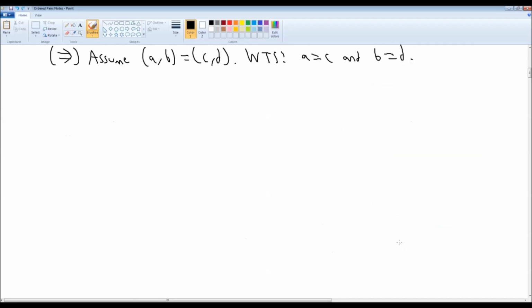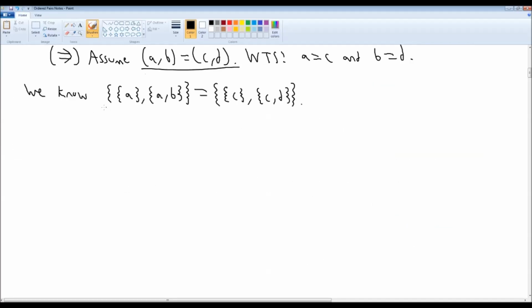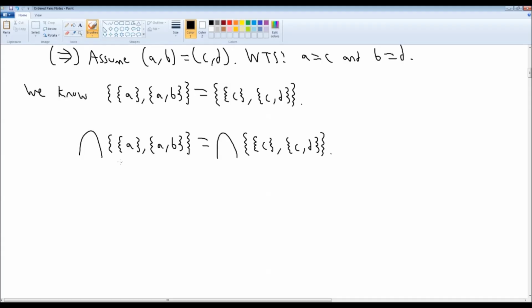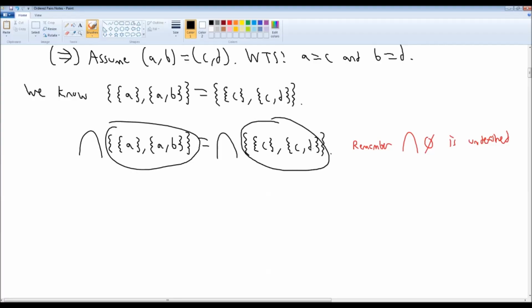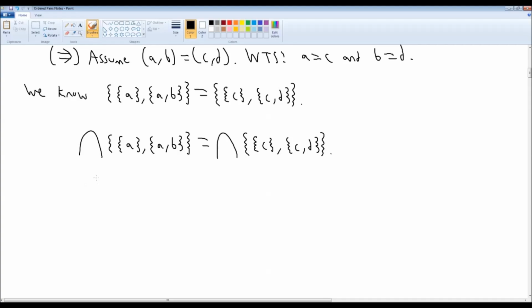How do we do that? Well, since we know this is true, we can rewrite it using the definition of ordered pair. Since these sets are equal, we can take the arbitrary intersection of both sides. And just a reminder, you got to be careful not to take the arbitrary intersection of the empty set because otherwise it's undefined. However, these sets right here are clearly not the empty sets, so we don't need to worry about that. But now we can simplify this.